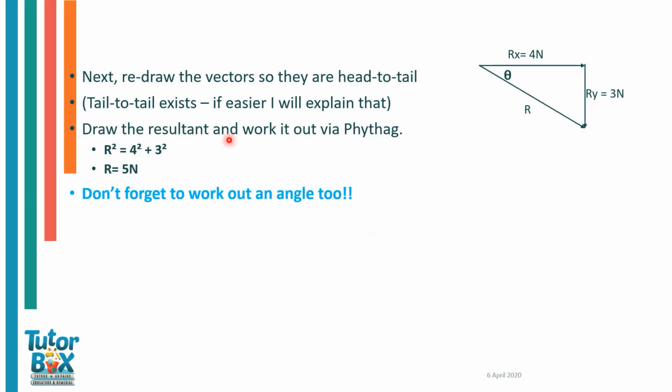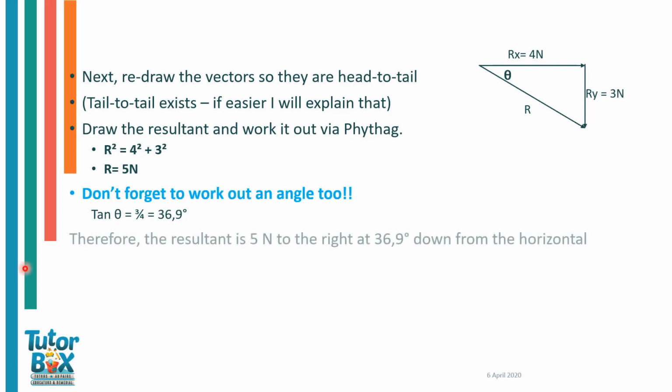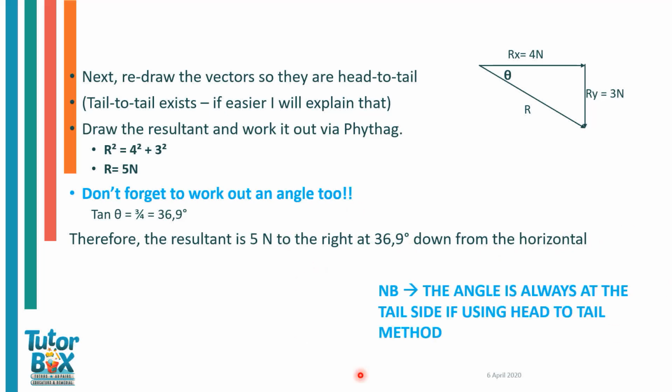Another important thing is always use the numbers that have the least amount of working out to them, so don't use your resultant in these calculations. Use the Rx and the Ry. So we say tan of theta is equal to opposite over adjacent, so 3 over 4, and we get 36.9 degrees. Your answer is therefore the resultant is 5 newtons to the right at 36.9 degrees down from the horizontal. Another important tip is that the angle is always at the tail side if you are using the head-to-tail method.